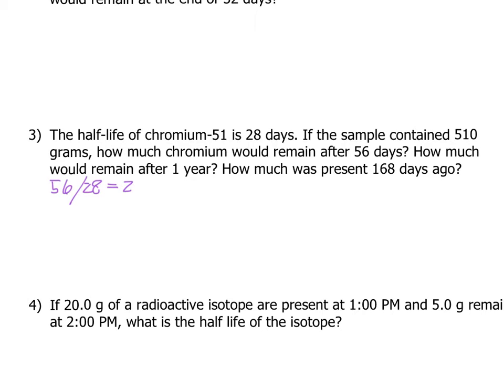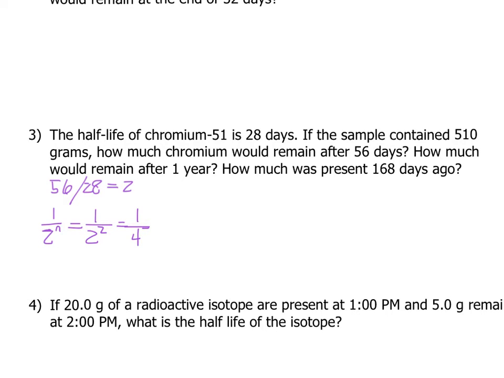So 56 divided by 28 is 2. We know that there are 2 half-lives that have happened in the first 56 days. So now we need to figure out what fraction of our original amount would be left. So we're going to do 1 over 2^n, where n is equal to the 2 half-lives. If we continue to work this out, it looks like only a quarter of the original amount would be left after 56 days.